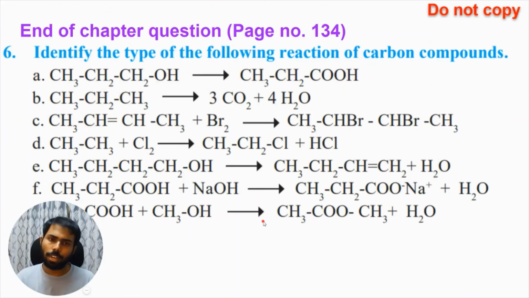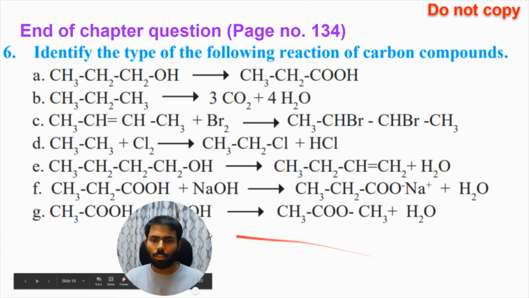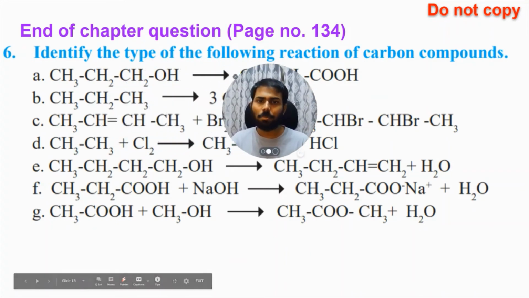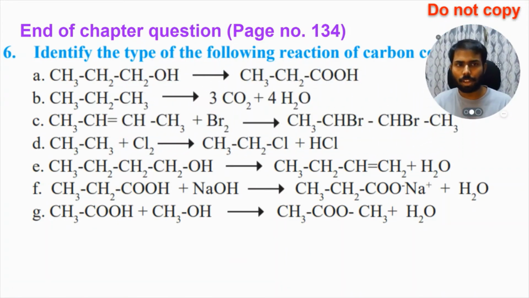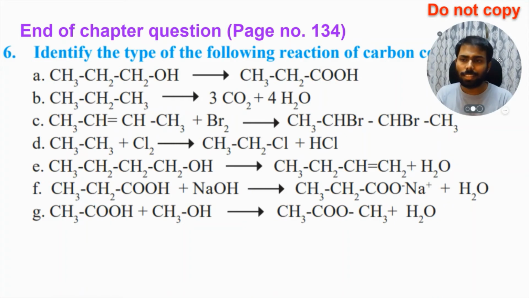Okay, let's move ahead. The next question is: identify the type of the following reactions of carbon compounds. They've given you 7 reactions, and you have to identify which type of reaction each one is. For this you need a very good understanding of the chapter, and you need to read the textbook very well. If you haven't learned all the types of reactions by heart, you won't be able to answer these questions.